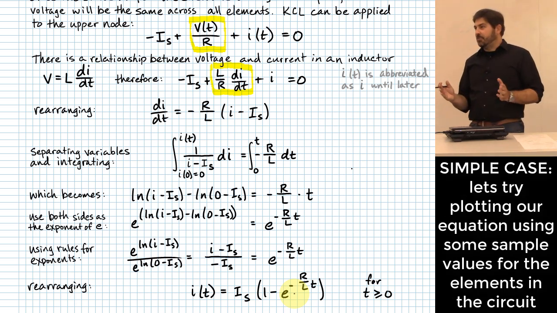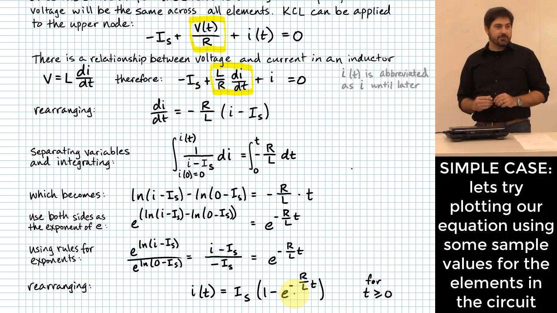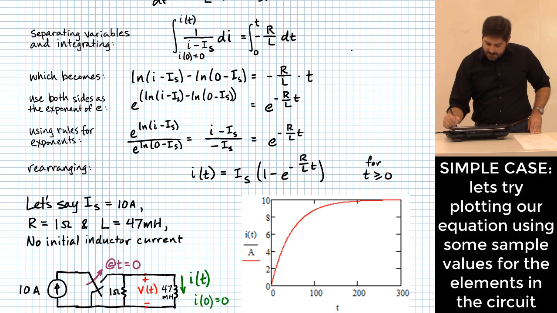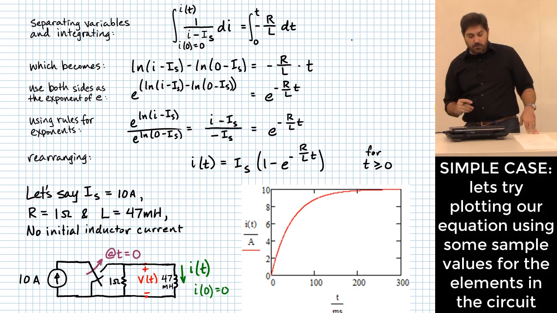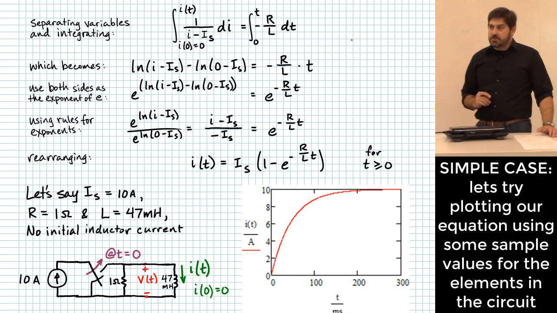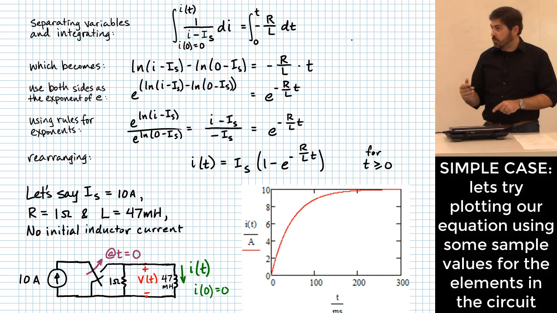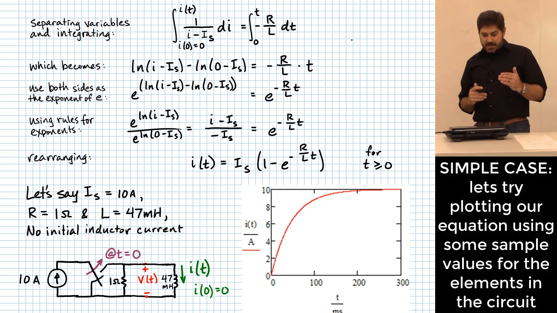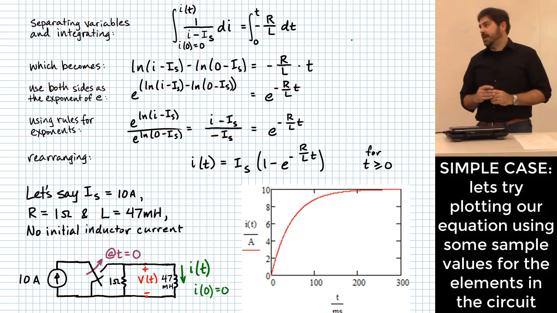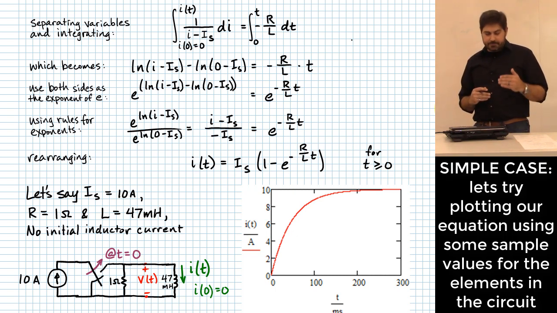Now, that's only of a certain amount of value to see what a mathematical function consists of in terms of the variables in it. What helps us feel this a little better is if we put some real values in it and try to see what it would look like for an actual circuit. So let's say I'm doing this for a specific circuit that has a current source supplying 10 amps. Let's say that's being fed across a resistor that is 1 ohm and an inductor that has a value of 47 millihenries. With me so far?